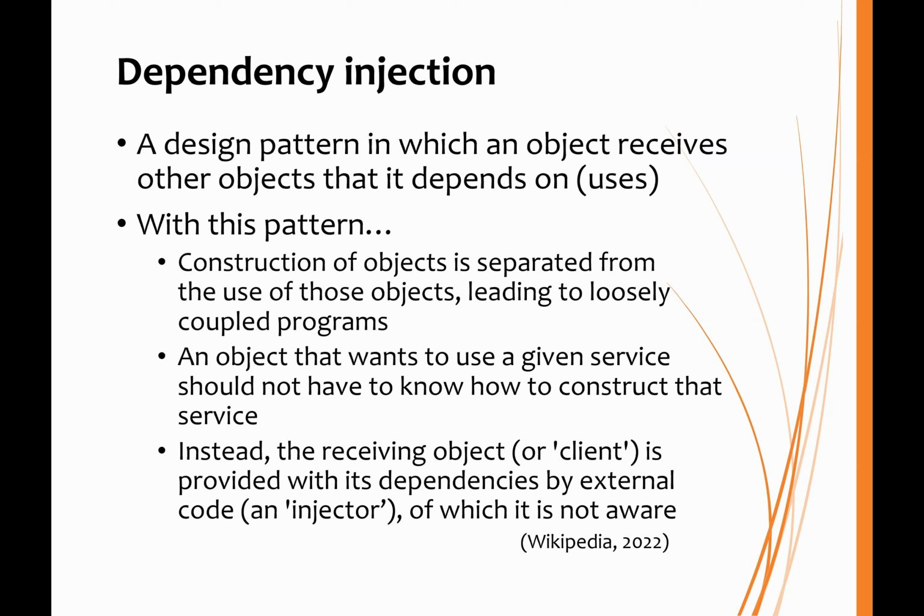It's also desirable that an object that wants to use another object should not have to know how to construct that object. Instead, the receiving object, which is known as the client, is provided with all its dependencies by an external injector of which it has no knowledge.